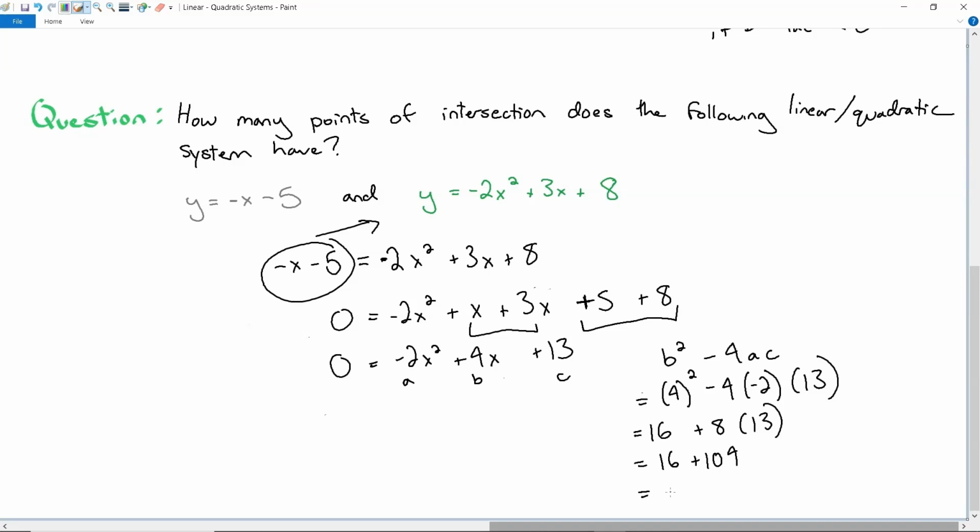And as you can see, it's pretty clear that our discriminant is a positive value. Therefore, we have 2 points of intersection.